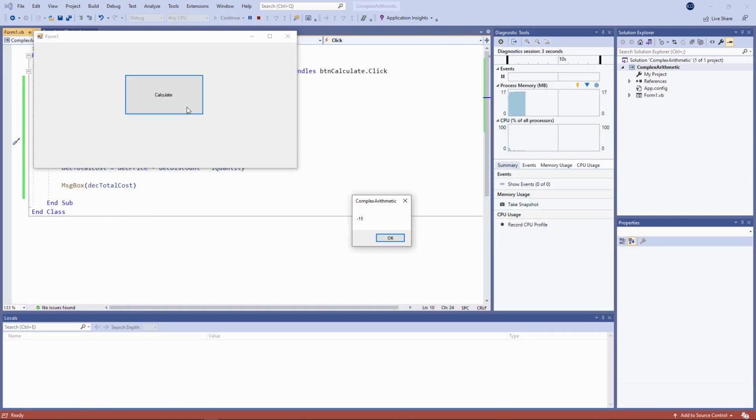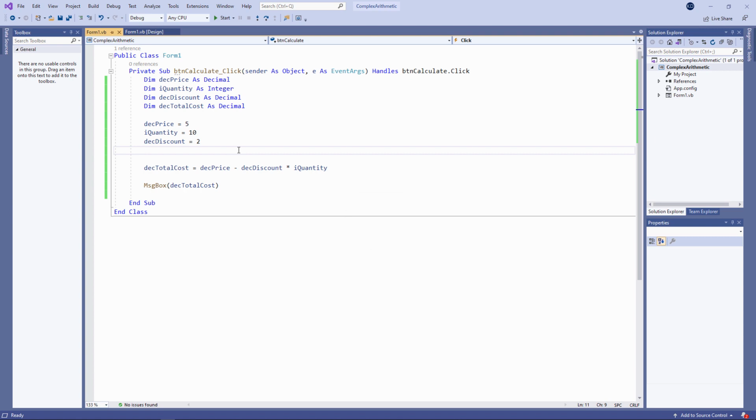Minus £15. Not only are we giving the cakes away, we're giving money to the customers as well. That's totally unsatisfactory. What's going on? Well, there's an order of operations that applies when it comes to complex arithmetic expressions. By a complex arithmetic expression, I simply mean an expression with more than one operator. This expression includes a minus sign and a multiply sign.